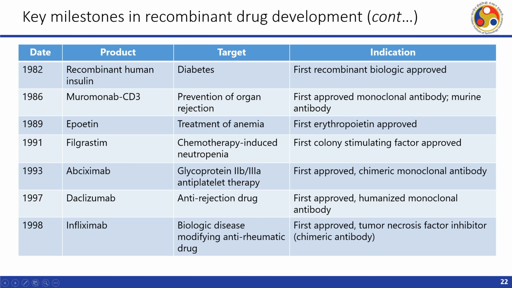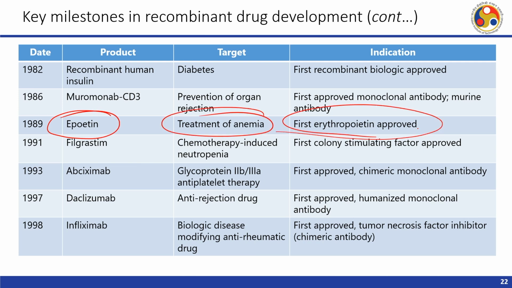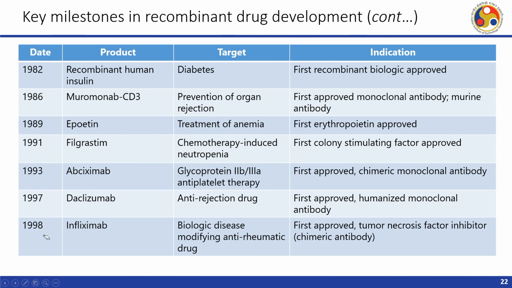Then 4 years later, Muromonab CD3, which is the first approved monoclonal antibody or murine antibody, was used for the prevention of organ rejection. Then in 89, epoetin was used for the treatment of anemia. This is the first erythropoietin to be approved. Then we have filgrastim in 1991, the first colony stimulating factor which was approved, used for chemotherapy induced neutropenia.